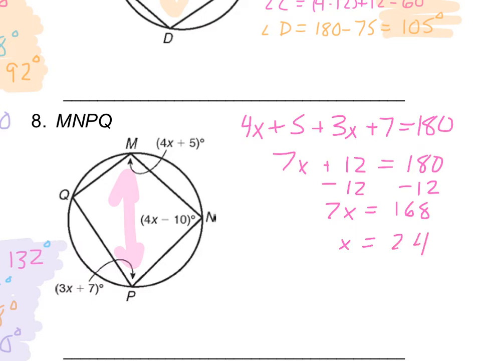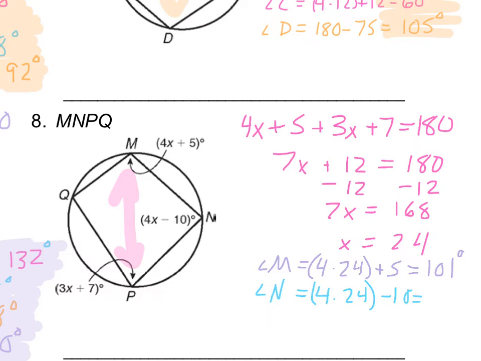Now we can take this and plug it into all of our angles. So starting with M, we have 4 times 24 plus 5. So 4 times 24 is 96, plus 5 is 101. Next, we're going to plug it into angle N. So we have 4 times 24 minus 10. 4 times 24 is 96. 96 minus 10 is 86.